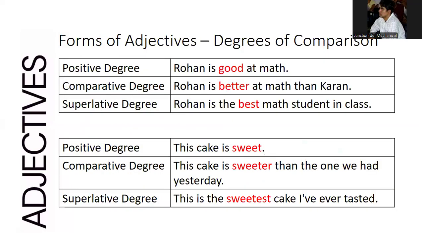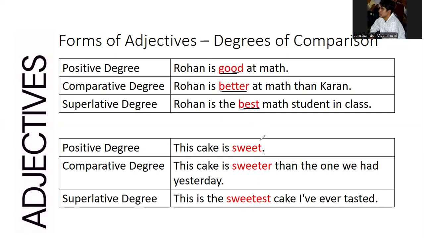Now, let's see a few more examples of positive degree, comparative degree, and superlative degree of comparison. So Rohan is good at math. Comparative degree says Rohan is better at math than Karan. We are comparing two people. And when we say out of all the students in the class, Rohan is the best math student in the class. So good, better, best. Positive, comparative, and superlative degree.